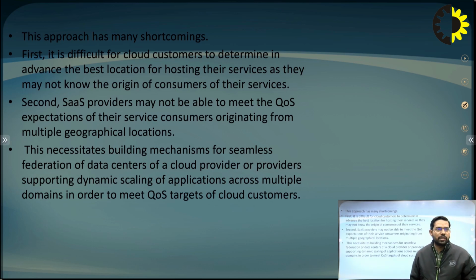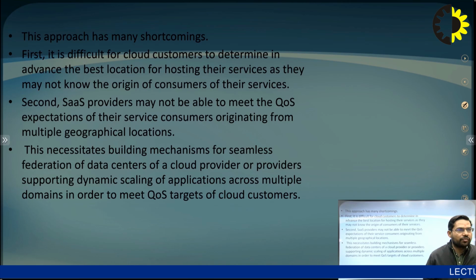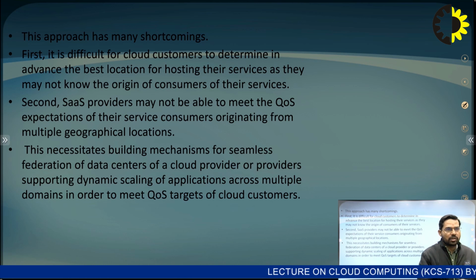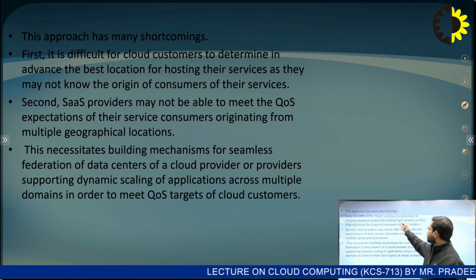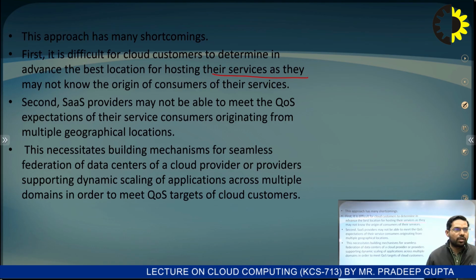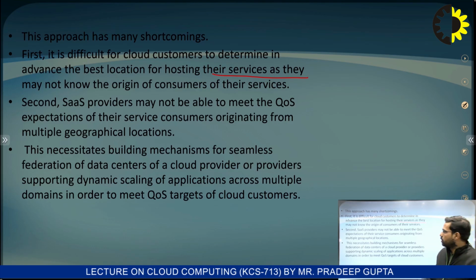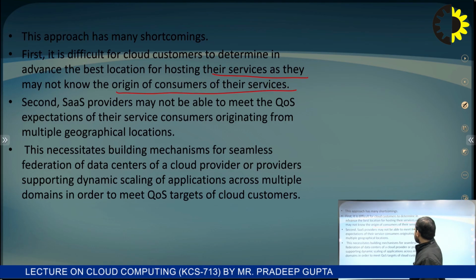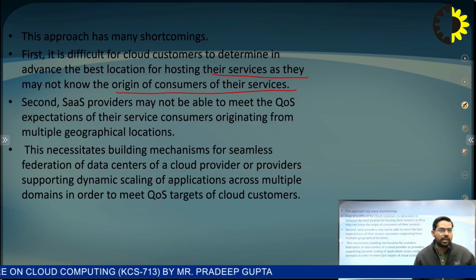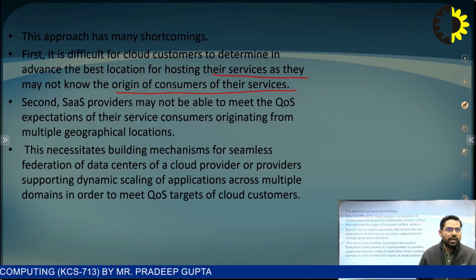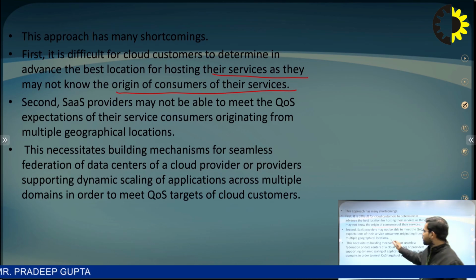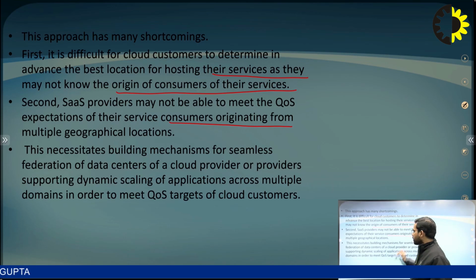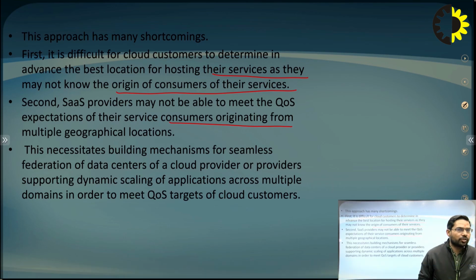The first shortcoming is that it is difficult for the cloud customer to determine in advance the best location for hosting their services, as they may not know the origin of the customers of their service. Second, the SaaS provider may not be able to meet quality of service expectations of their service consumers originating from multiple geographic locations.